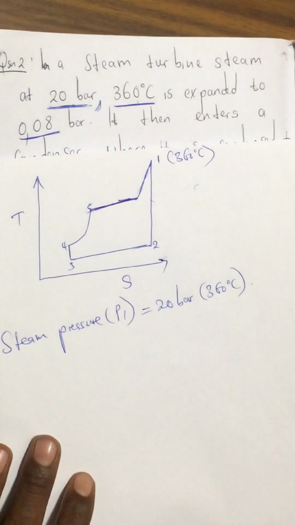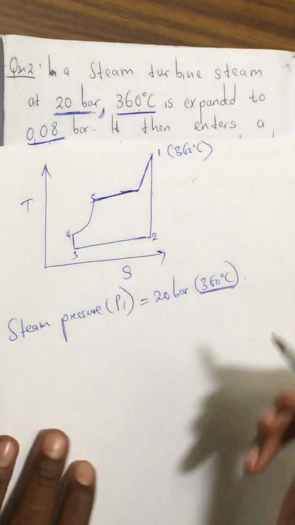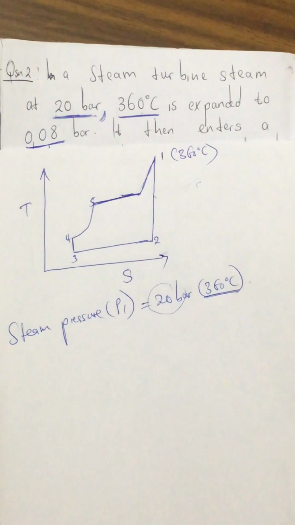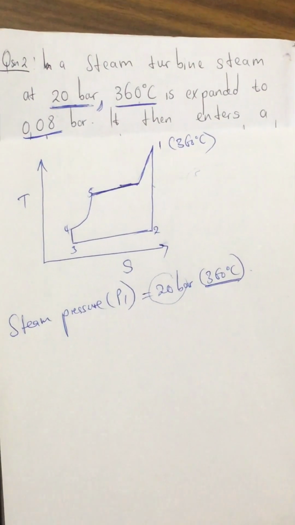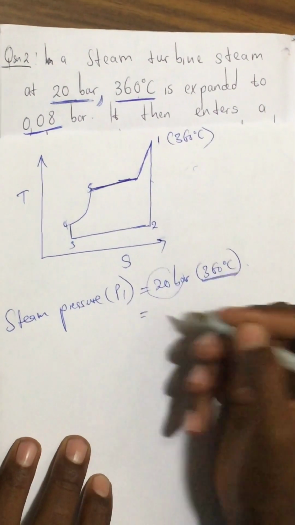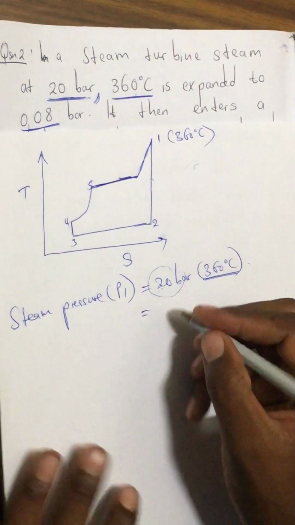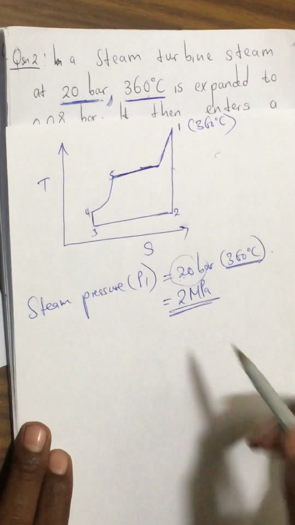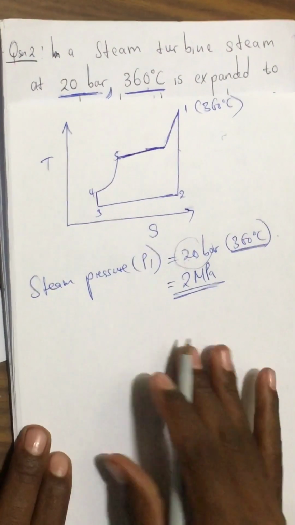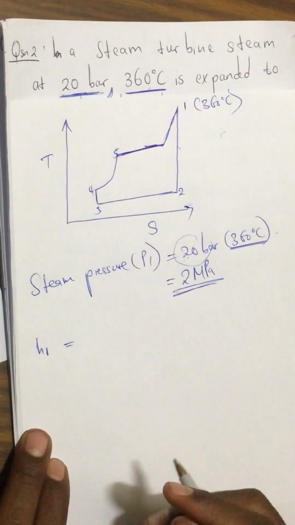So when our temperature is above 100 degrees, we convert this pressure to megapascals, because it is now superheated steam. To convert bars to megapascals, we divide the given number by 10. So we divide 20 by 10 and are left with 2 megapascals. We are done with this. After writing this 2 megapascals, we have to find H1, which is the Hg at 2 megapascals.